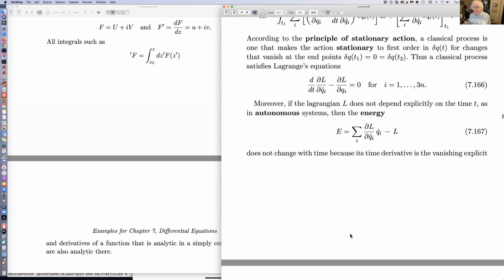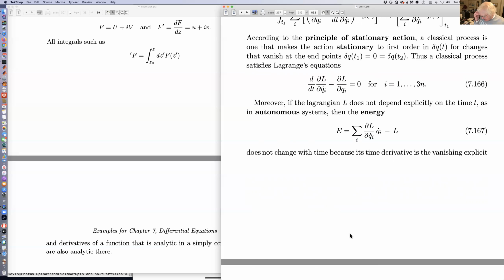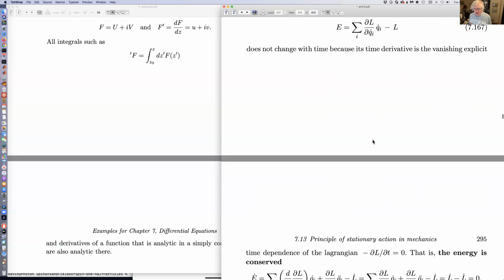An important special case is when the Lagrangian does not depend explicitly upon the time. And these are called then autonomous systems. And this, of course, is the case that we consider most often in mechanics classes. So in that case, the energy is conserved. And the reason is, well, first of all, we define the energy as PQ dot minus L, and P, of course, is partial L partial QI dot, is the PI.